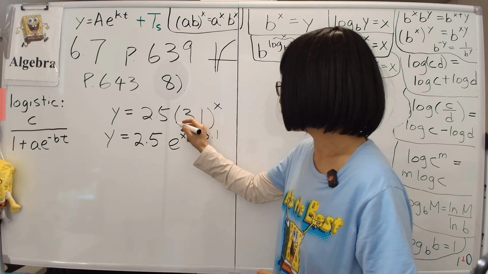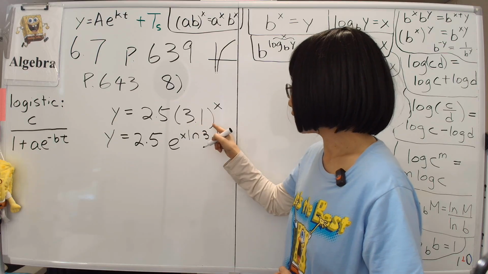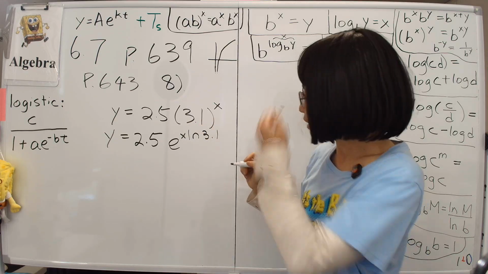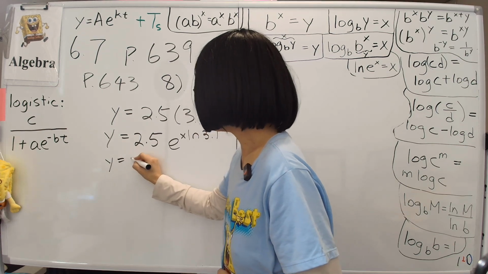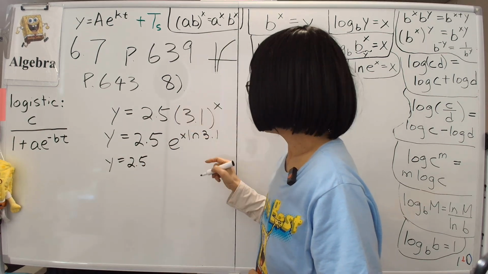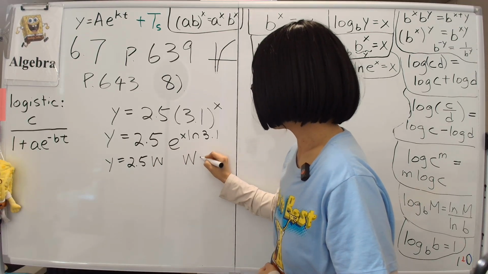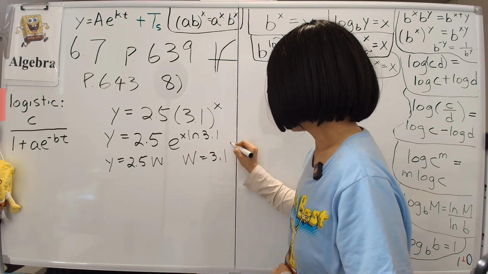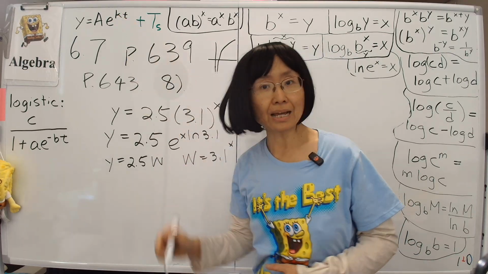So what we're going to do is let this thing equal to something. We'll say y equals 2.5 times, what do we call this? Let's call it w, where w equals 3.1 to the power x. And we want to change w to look like this part. It has an e in it.